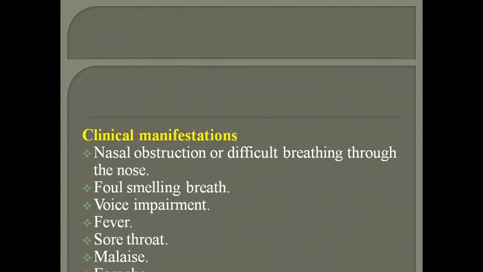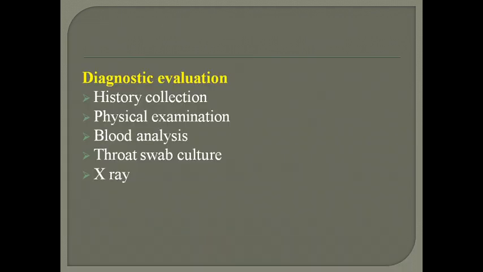The diagnostic evaluation includes history collection, physical examination, blood analysis, throat swab culture and X-ray. In the history collection, mainly we need to gather the previous history of any throat infections like tonsillitis or laryngitis or pharyngitis. And in the history we need to collect the personal history, habitual history and any systemic disorders. Next, in the physical examination, we have to examine the throat to identify the infection.